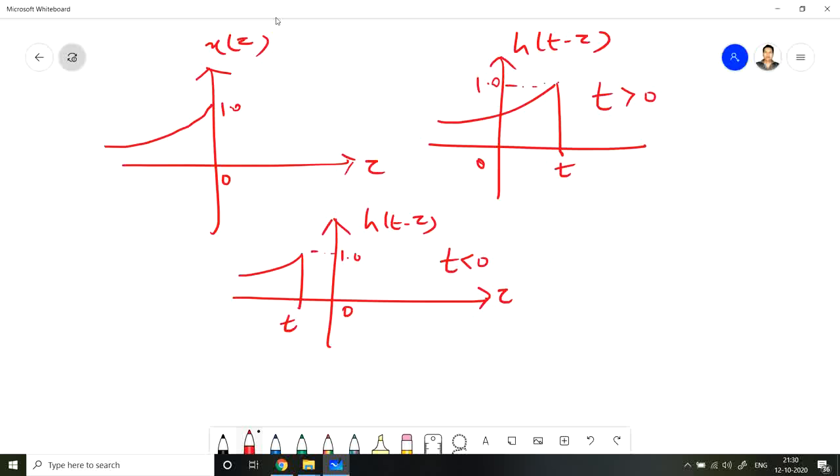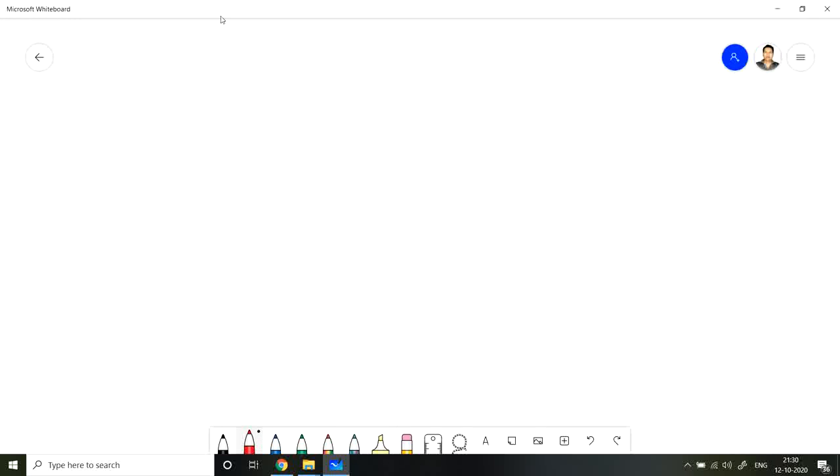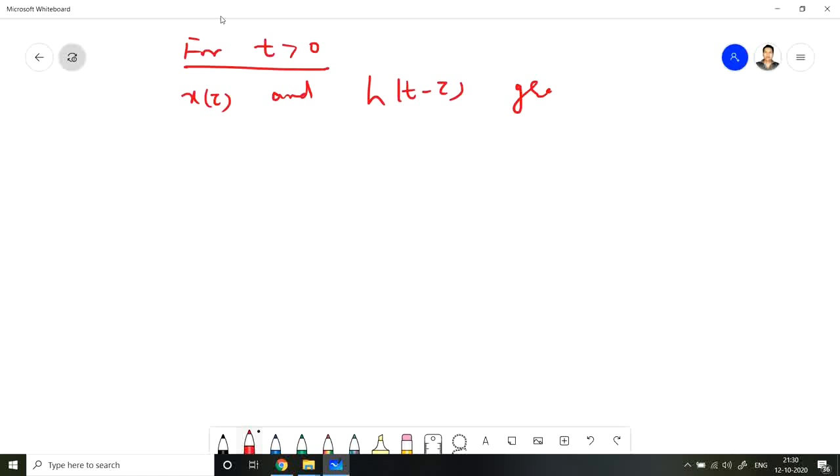So this is figure 1, with all the graphs. So let us analyze this problem. First consider t greater than 0. If we analyze the graph of x(tau) and the h(t minus tau) graph, then for t greater than 0, the x(tau) and h(t minus tau) graphs overlap with each other.